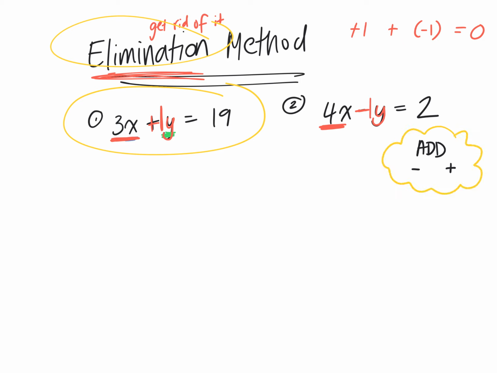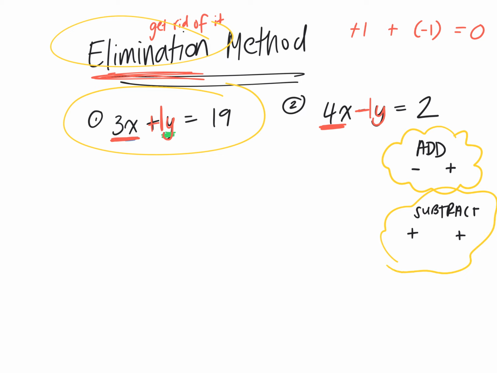What happens if both of them were positives? What if I had two positive y's, for example? How do I get rid of two? How do I get rid of a positive 1 and a positive 1? What do I have to do with them? Add them together or subtract them? Subtract them. So this is the rule you need to remember.